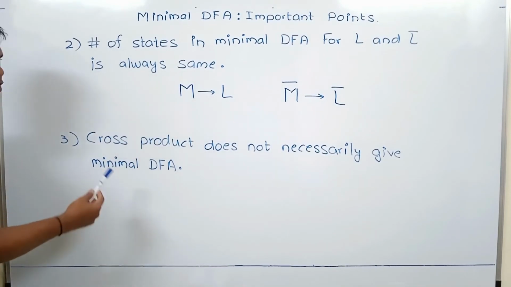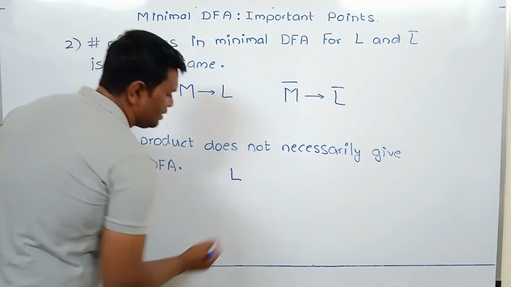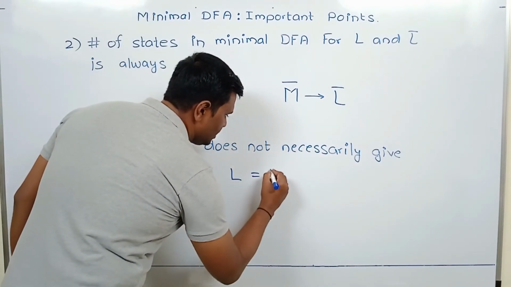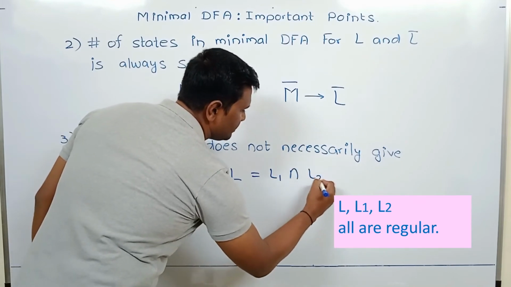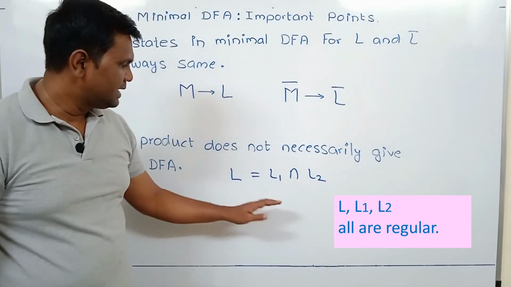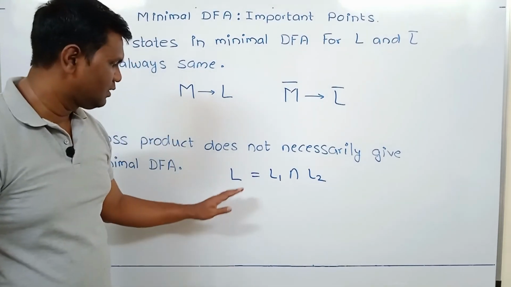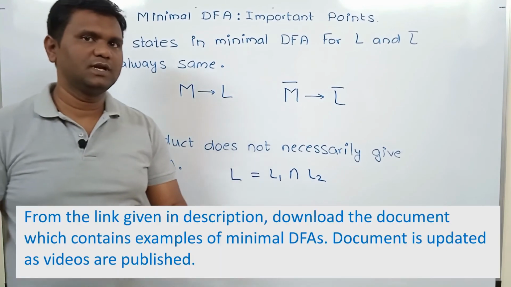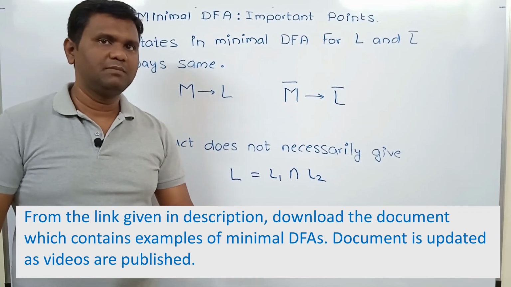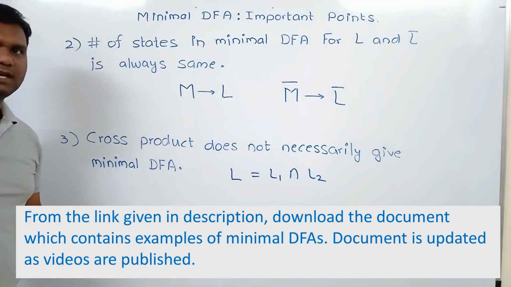Third point is, cross product does not necessarily give minimal DFA. If you are given a regular language L and you want to design a DFA for this language, but you know that language L is the intersection of 2 other languages, and it is easy to design DFA for L1 and L2, in that case, you will design DFA for L1, then DFA for L2, then you will take the cross product and it will be the DFA for the given language. But cross product does not necessarily give minimal DFA. After the cross product, you have to go for minimization of the DFA. You should remember that, because cross product does not necessarily give minimal DFA.